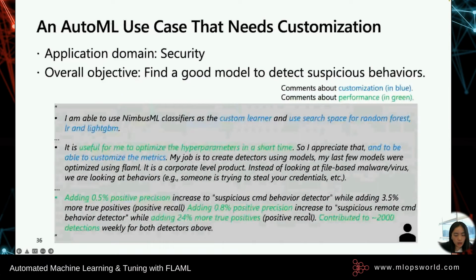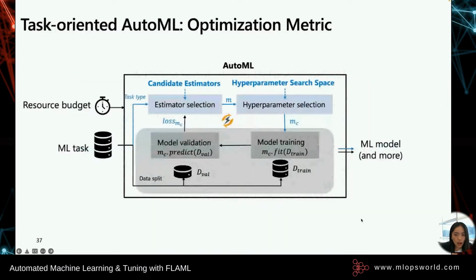For example, we know a use case from the security domain where the user wants to use a particular classifier, which is not included in FLAML's AutoML estimator candidates, and she also wants to use a special metric to do the optimization. In this case, she needs to add a custom estimator and customize the loss metric. So let's first look at how to customize the optimization metric.